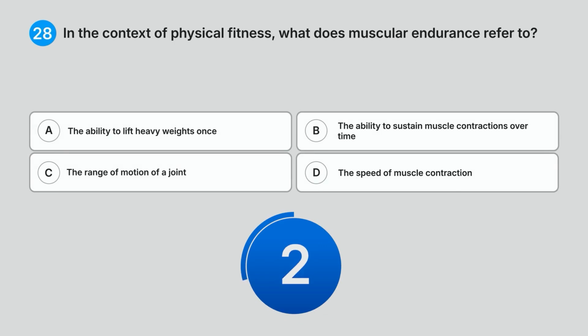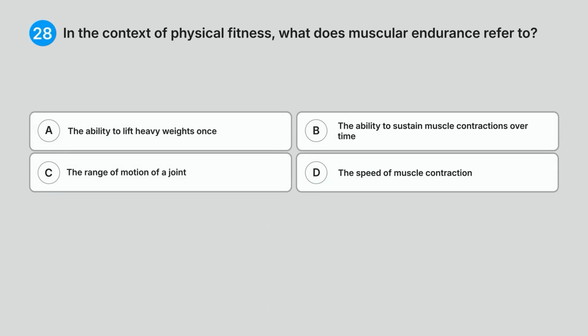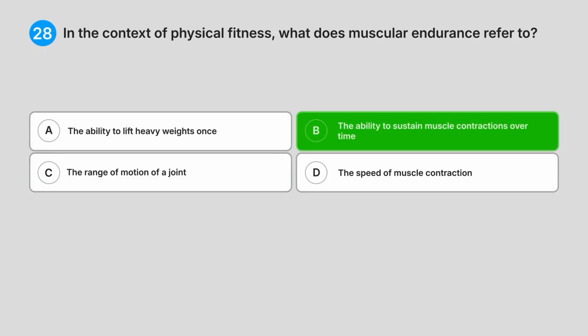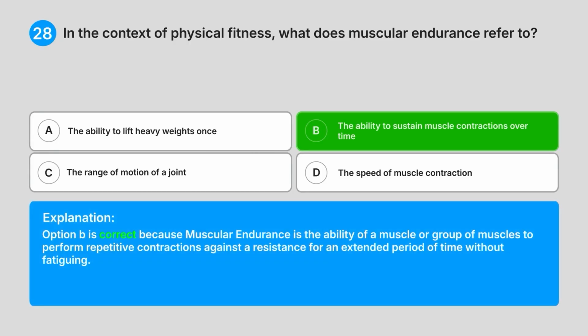Correct answer. B. The ability to sustain muscle contractions over time. Explanation. Option B is correct because muscular endurance is the ability of a muscle or a group of muscles to perform repetitive contractions against a resistance for an extended period of time without fatiguing.